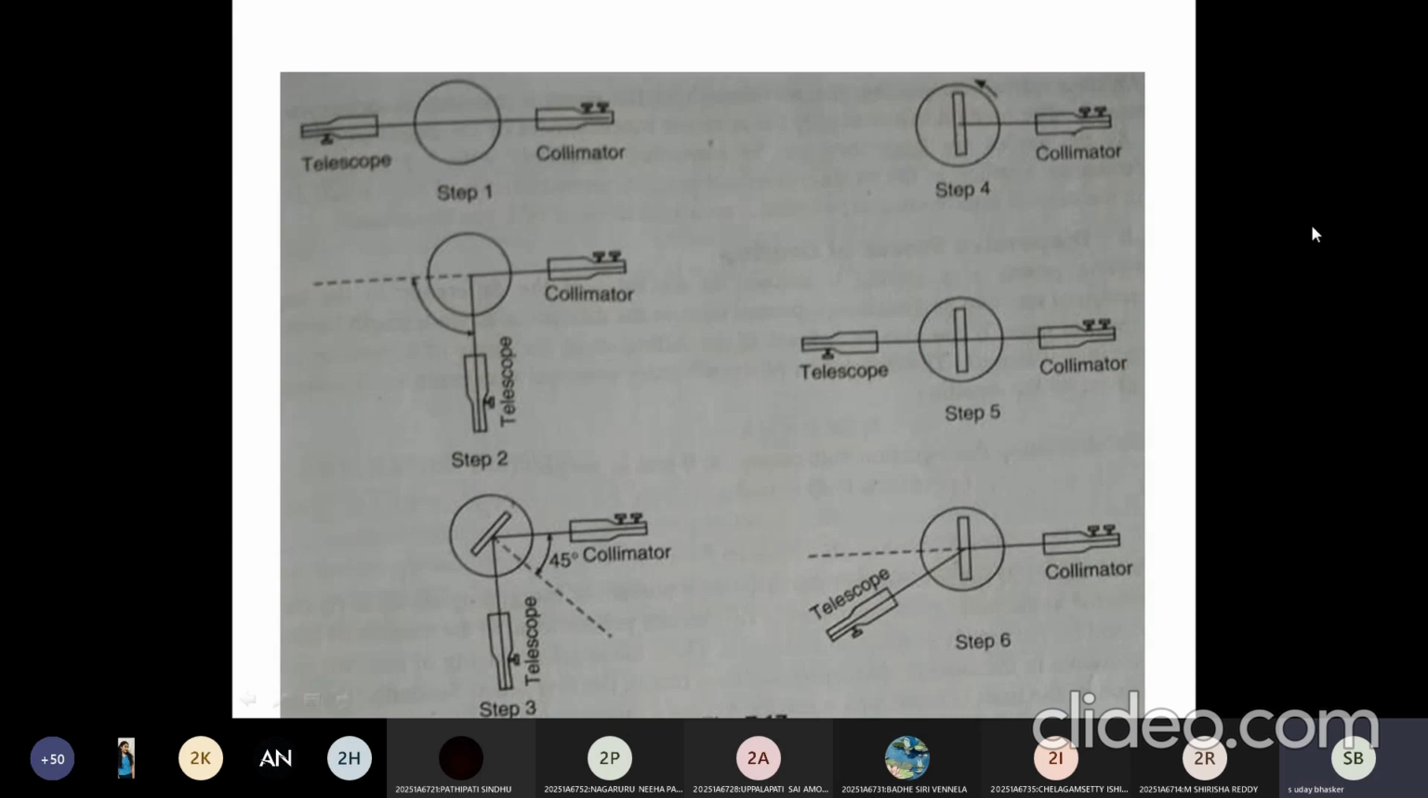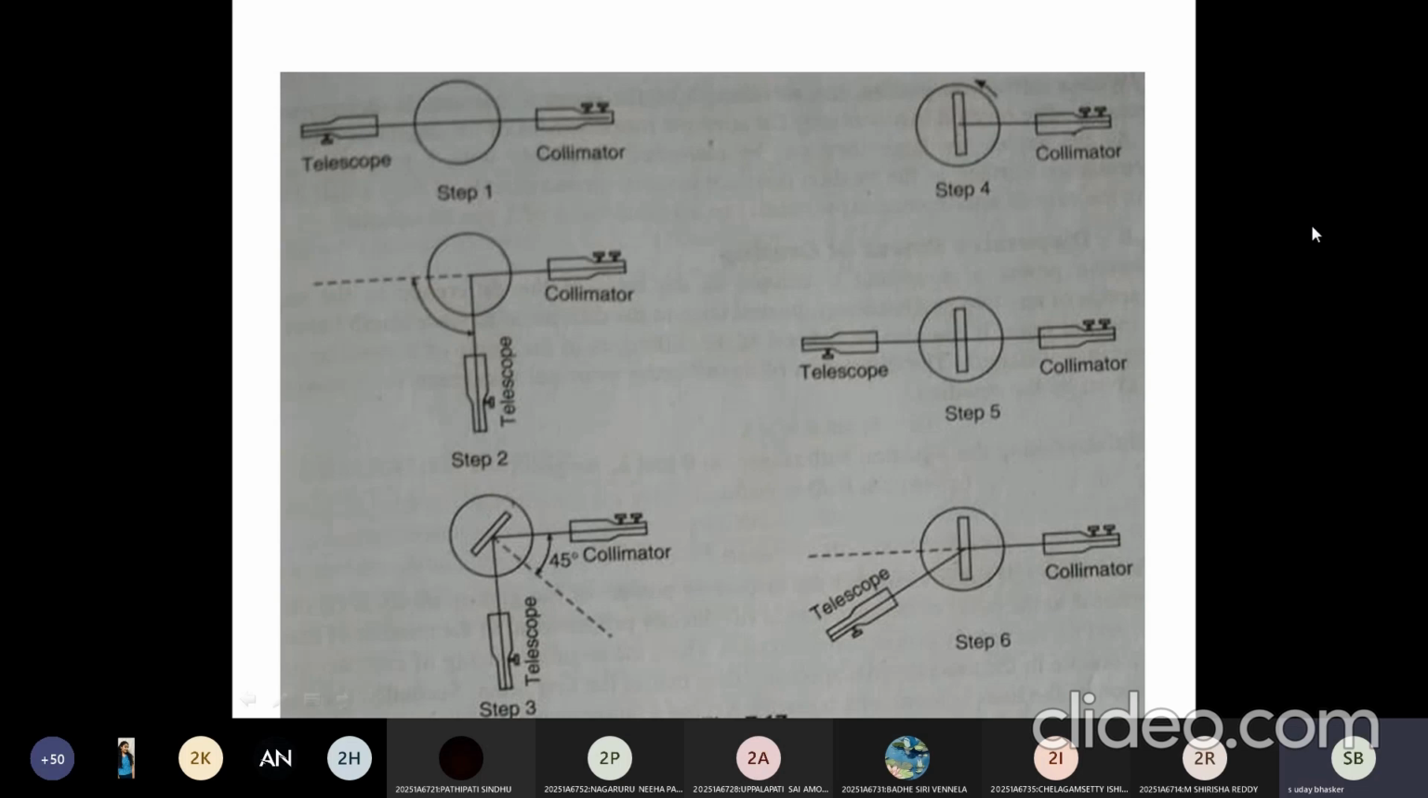When the collimator is giving you a parallel beam of light, and the light is passing through the telescope and matching with the cross wire of the telescope, that means the telescope and collimator are at 180 degrees. Straight line, that's what you see. Then you will rotate the telescope from its present position of step 1 to step 2 at an angle of 90 degrees.